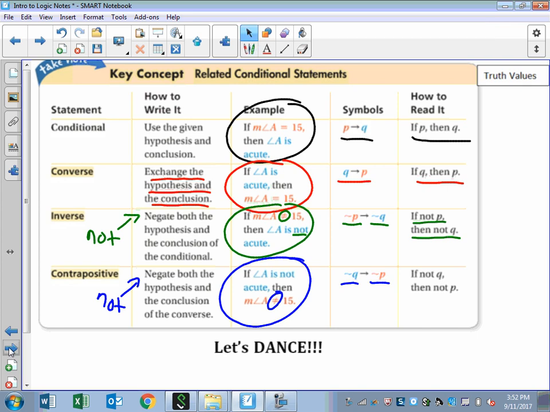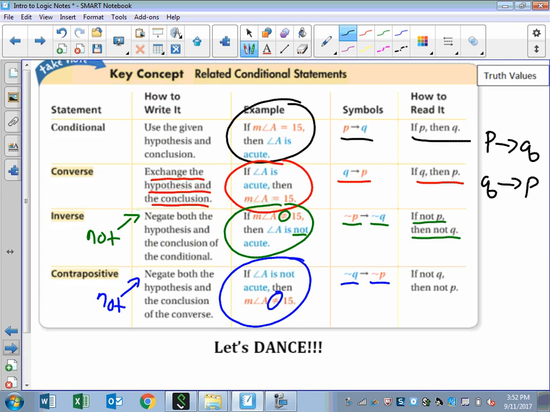Okay, so I just want to write them again real quick so you kind of get the idea. So first we had P, then Q. Then we switched them, Q, then P. So that's the converse. Now the inverse is the not version of the conditional. So we had not P, P's in front again, not Q. And then for the contrapositive, you switch them, and you make them not. So we have not Q, not P.